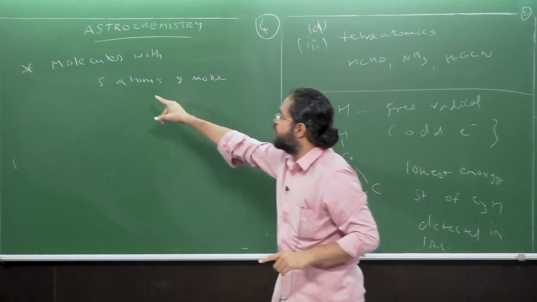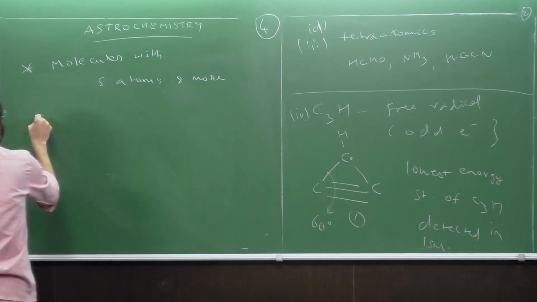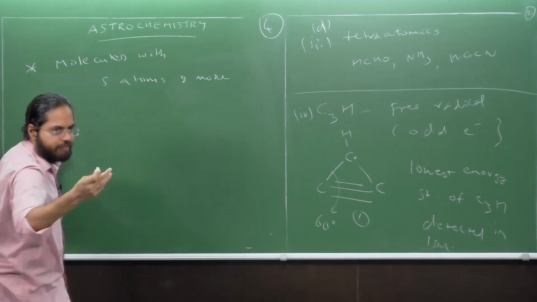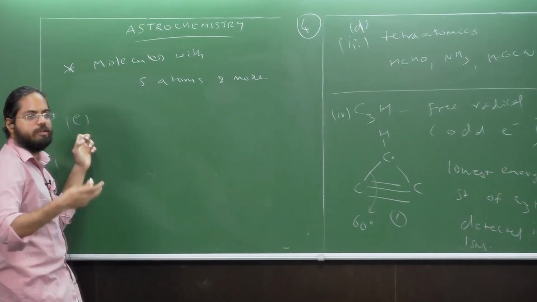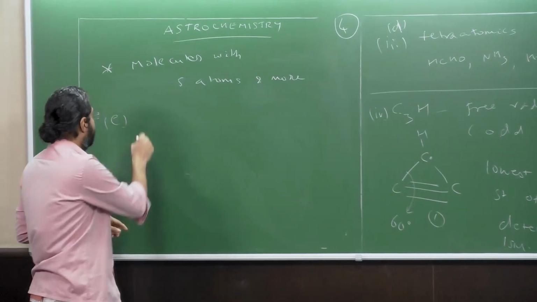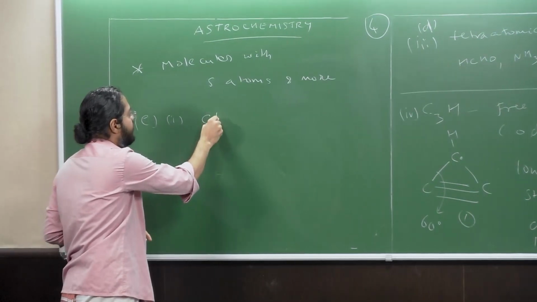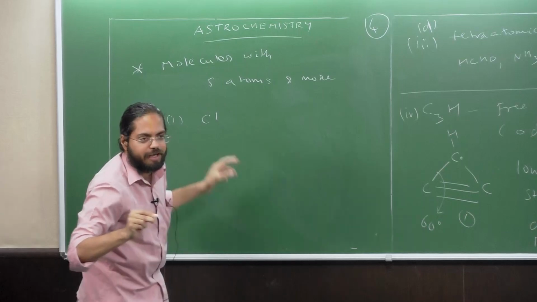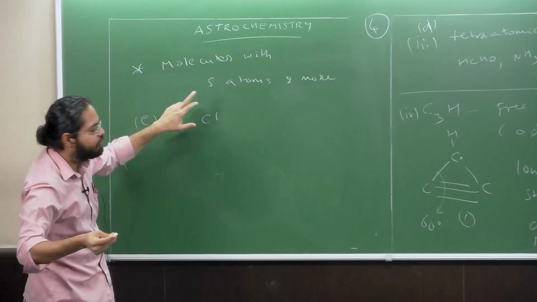So for the molecules with 5 atoms or more, I begin with this nomenclature 5. Okay, the numbering system, I start with 5, E, and the first molecule we're going to be discussing here is, what's the simplest molecule containing 5 atoms? I've already given some part of the answer here.